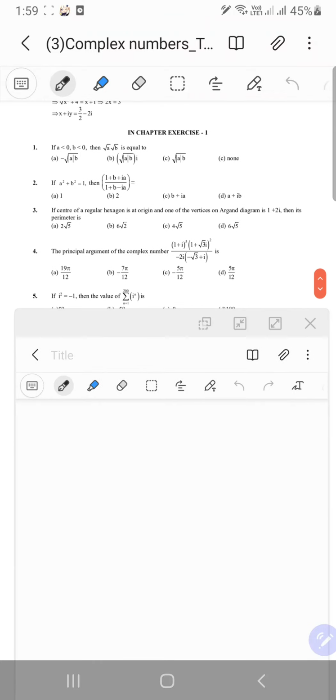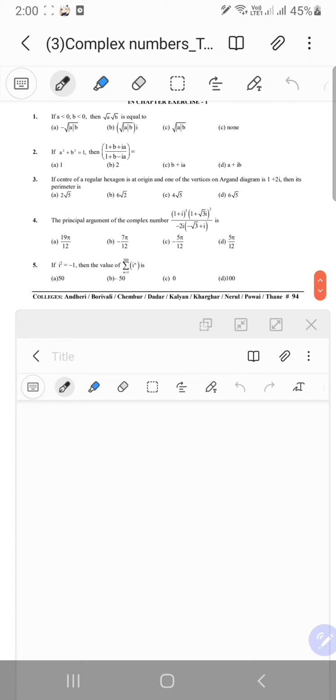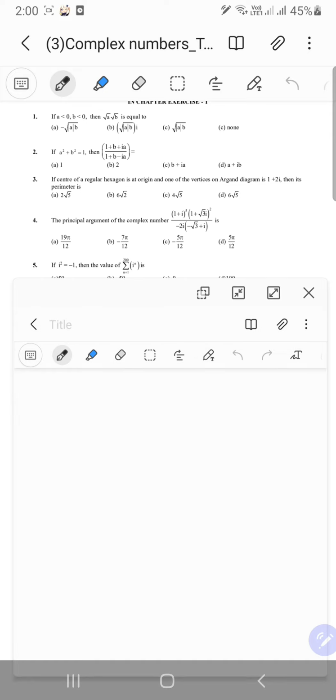It's complex numbers. So first question, if a is less than 0, b is less than 0, then square root of a times square root of b is equal to. So the definition goes something like this: square root of any negative number, say square root of negative 3, can be written as square root of 3 into square root of negative 1, and we have defined square root of negative 1 to be iota.